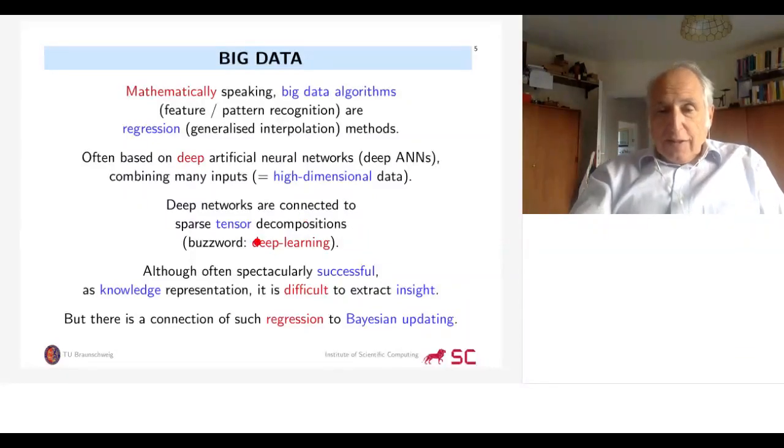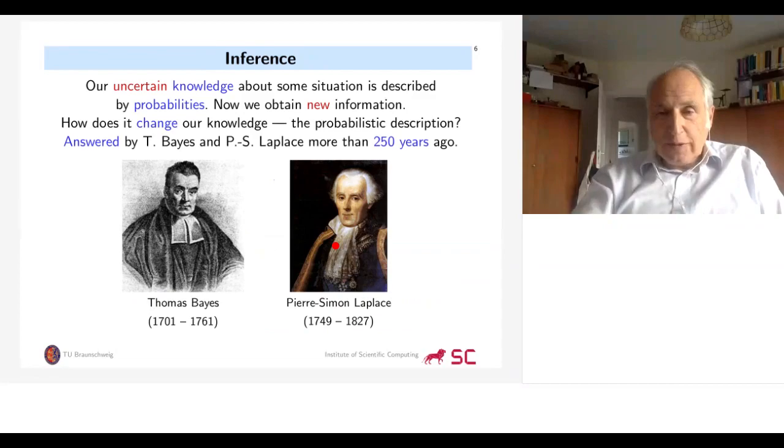That is often spectacularly successful, but the problem is these neural networks, when they, for instance, drive cars now and things like that, we don't understand them. So it's difficult to extract insight. That's where mathematical models are good. Good, and there's a connection of this kind of regression to Bayesian updating and conditional expectation. We'll come to that probably tomorrow.